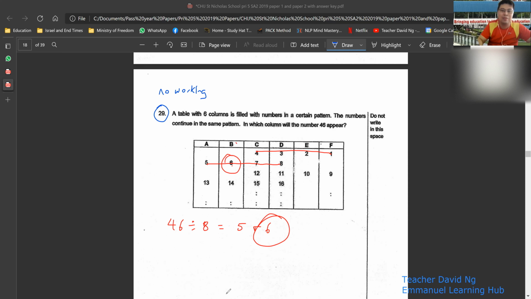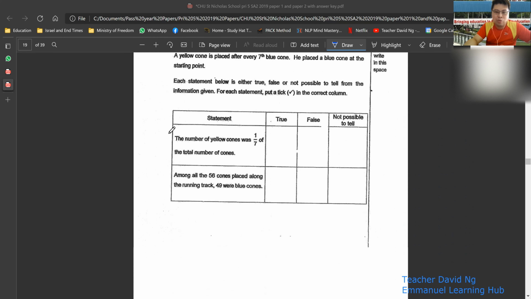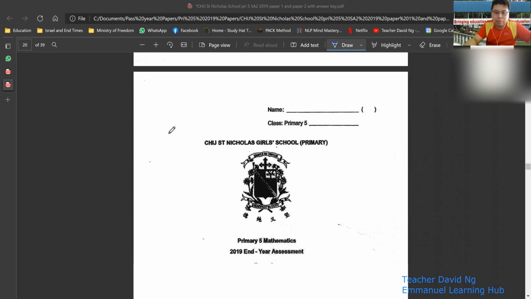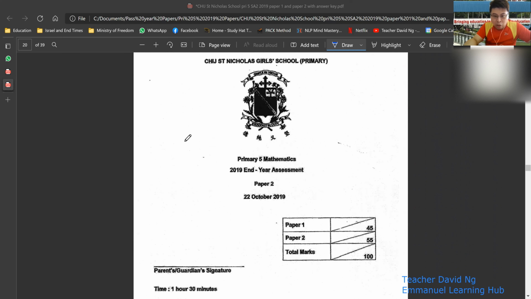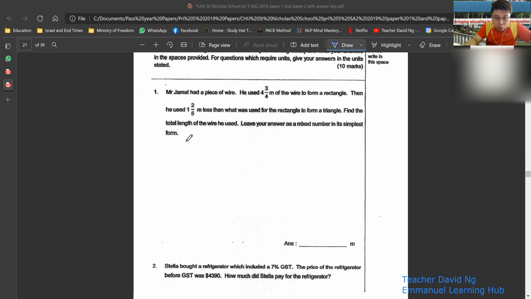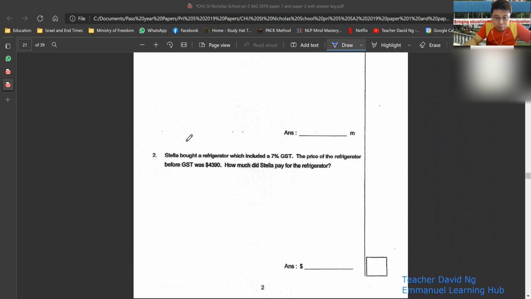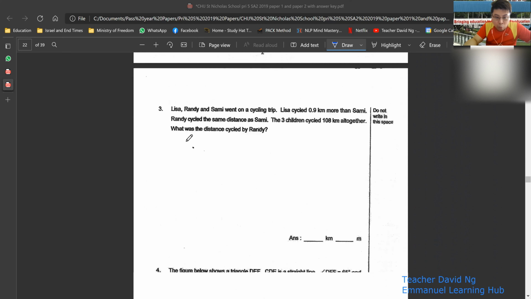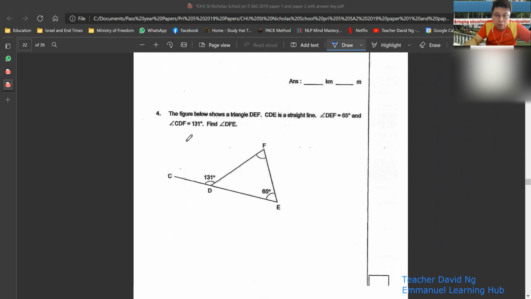So is that B? Would this be a much faster way? Yes. Okay, then let's move on. Your paper 2 is a concern. You didn't do that well for paper 2, which is the norm for a lot of students.